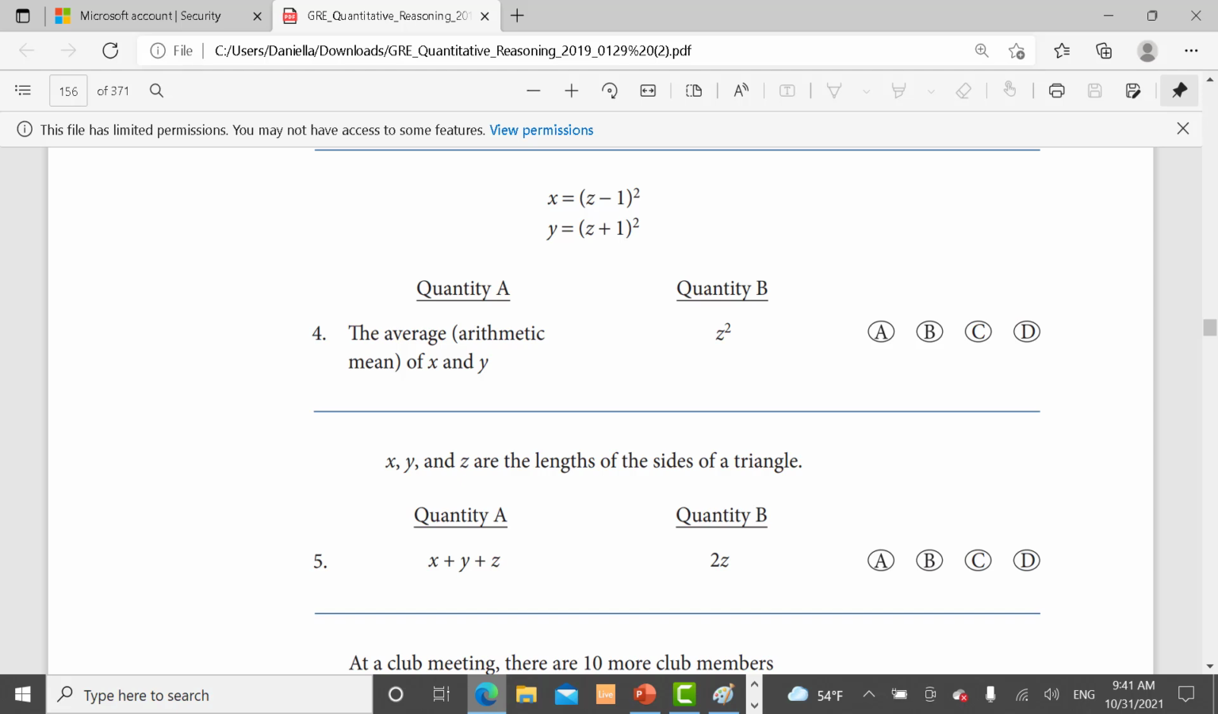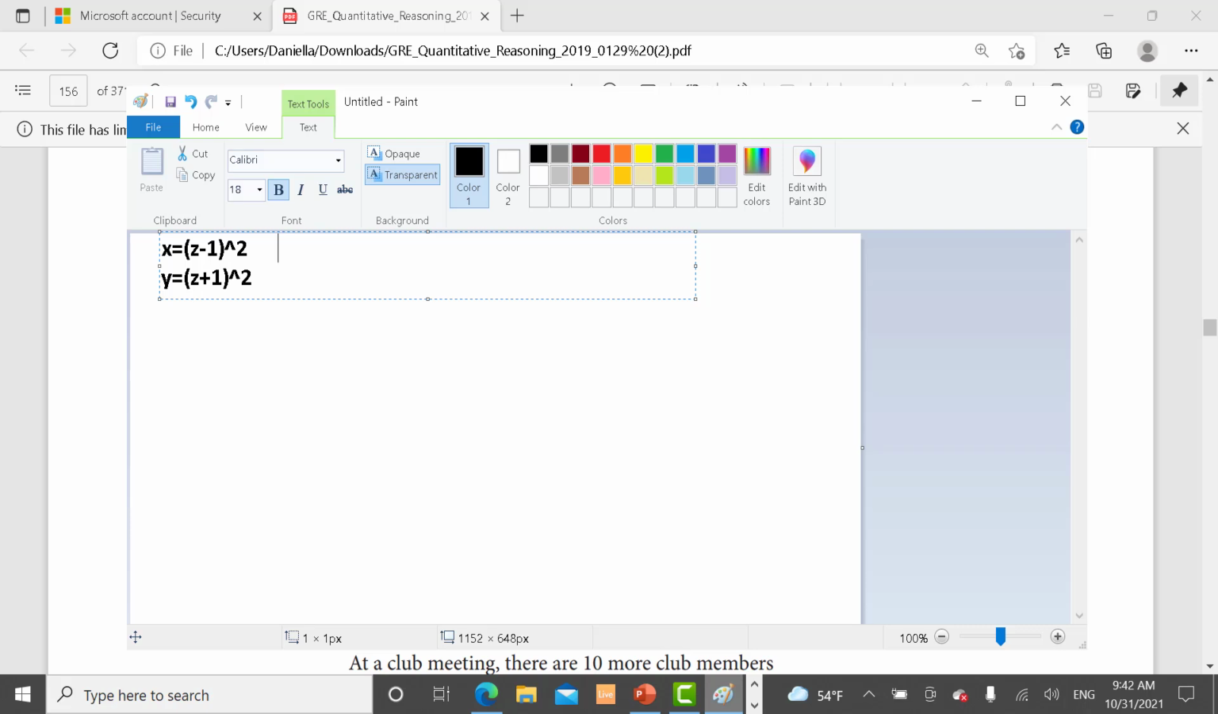So the average between x and y should be 1/2, or you can say 0.5, of x plus y. That's the average. And it should be equal to 0.5 times ((z minus 1) squared plus (z plus 1) squared).